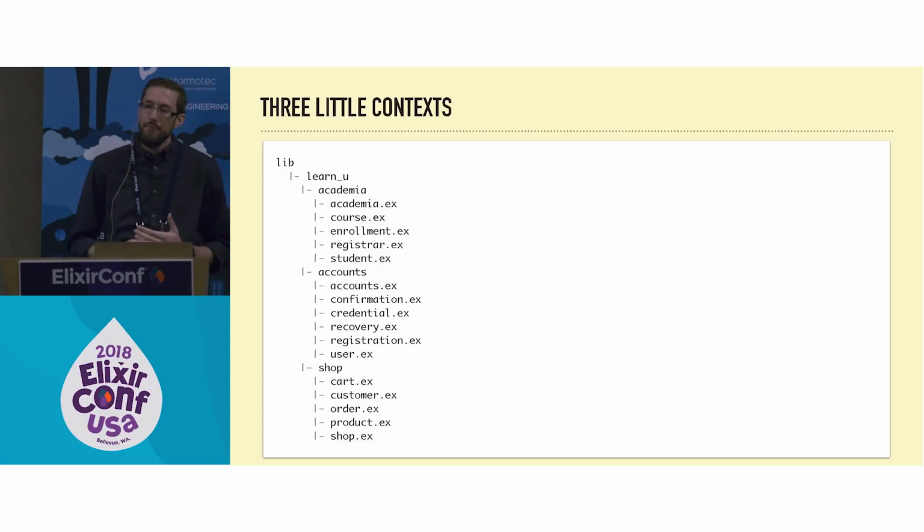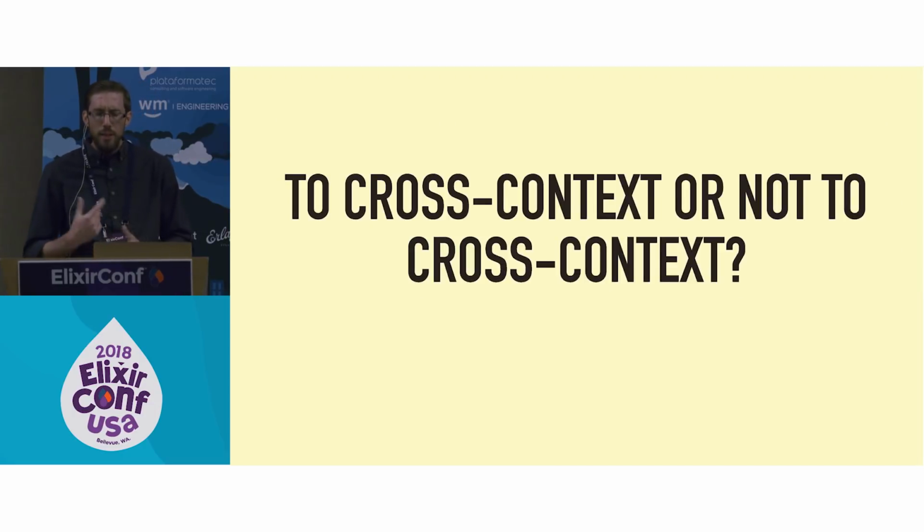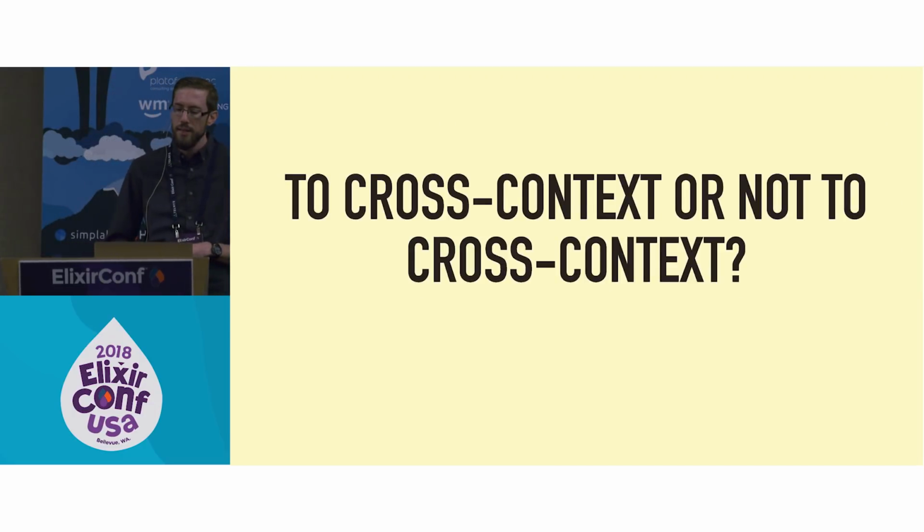So there you have it. Three contexts that incorporate users of the LearnU platform. Shop has customers, account management has user profiles, and academia has students. Those map nicely to Elixir structs, but how can I map those structs back to the underlying users table? There are a couple of different approaches that I could take here.